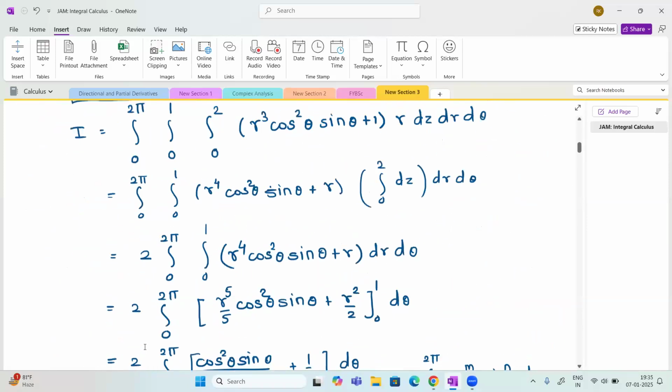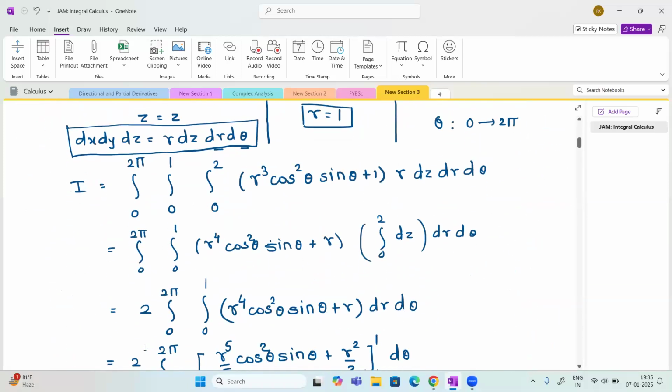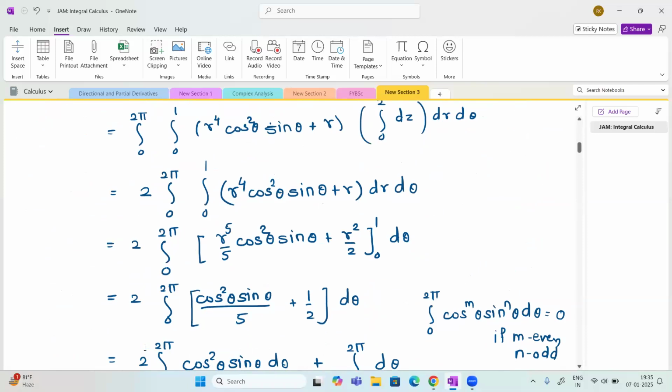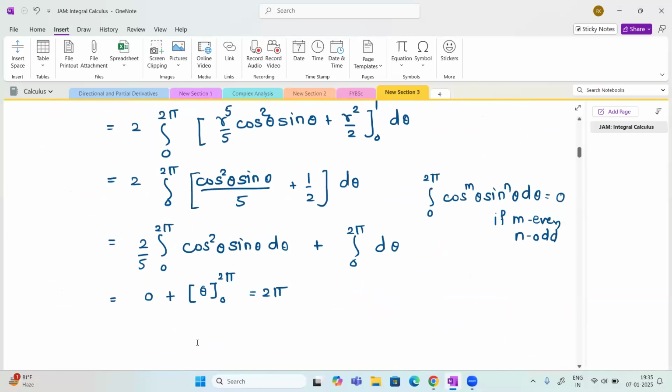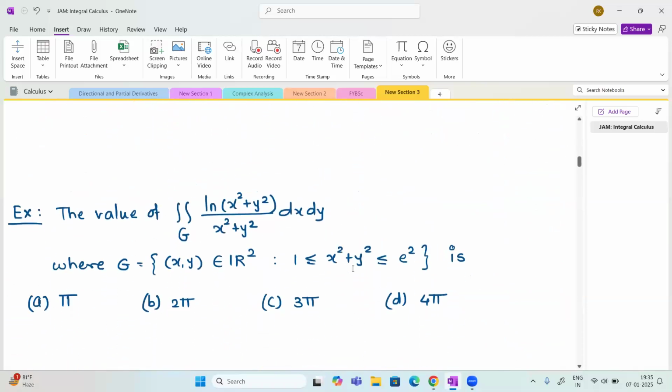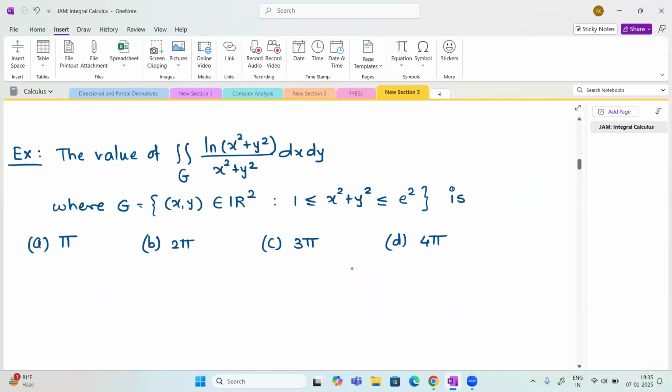Sir, what if m is odd and n is even? See, there are certain formulas if m and n are equal, if m and n are distinct. So those formulas are there. With the help of that, we can easily find. Okay, sir, thank you. So see, let us go to the second problem.